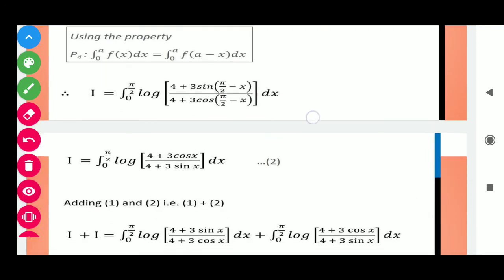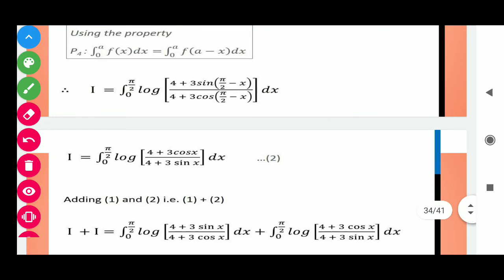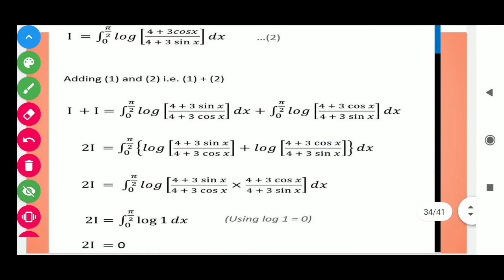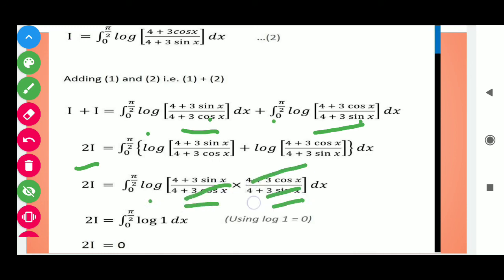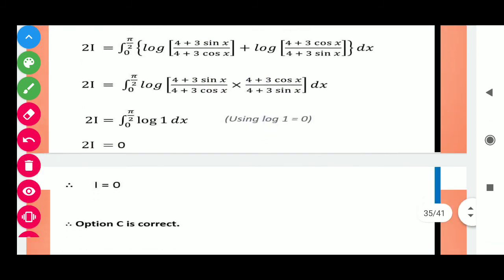So students, by adding this first and second, we get I plus I, 2I is equals to integral 0 to 90 log adding the two functions. By using the property log a plus log b, we can write log a into b. In this way, the terms will cancel out because in this multiply, so we get log 1 and we know that value of log 1 is 0. So in this way, integral is 0. So option C is correct.